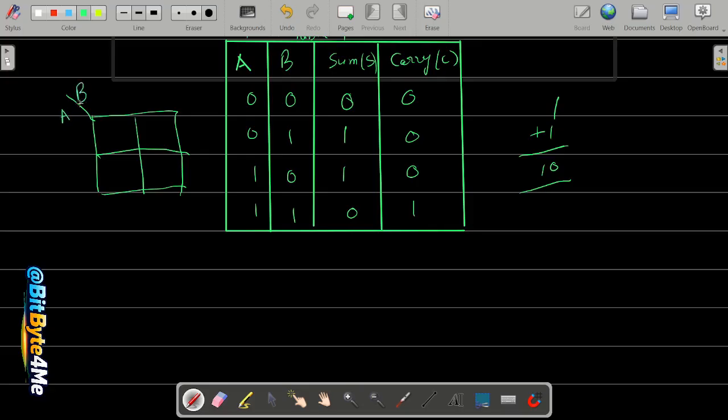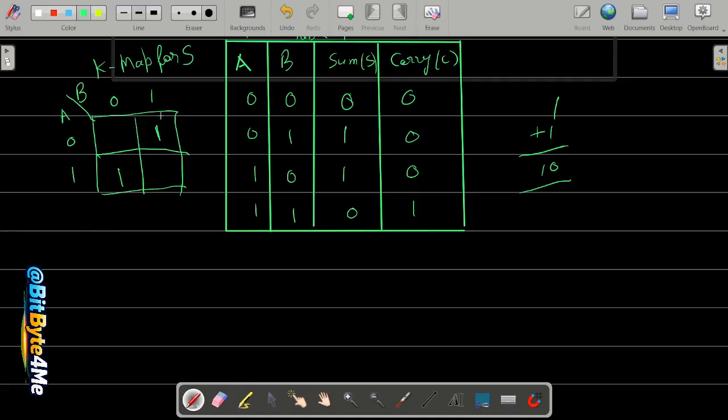A, B. A value can be 0, 1. B value can be 0, 1. And where it is 1? At 0, 0, this is 0, so no need to mark. At 0, 1, this is 1: A is 0 and B is 1, this box mark as 1. A is 1, B is 0, mark it as 1. So at 1, 1 it's 0, so no need to draw. So we have only two markings in this K-map. So this is the K-map for S, sum.